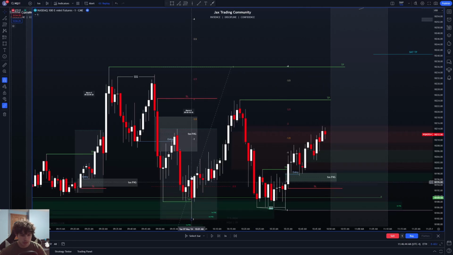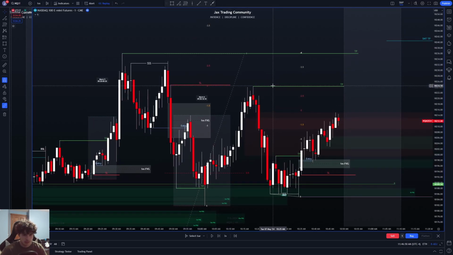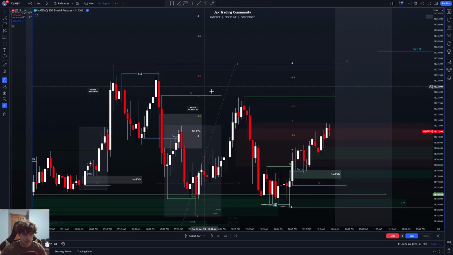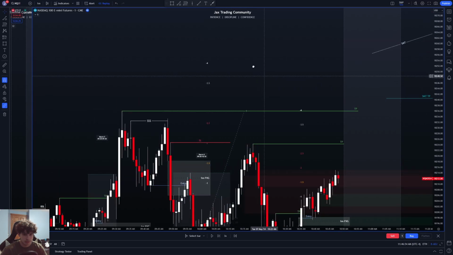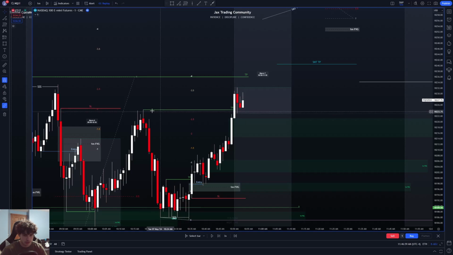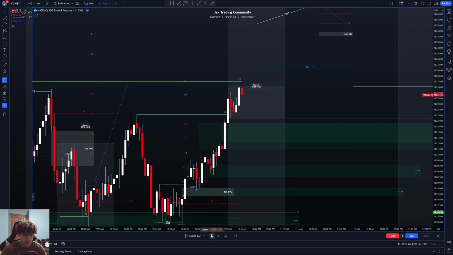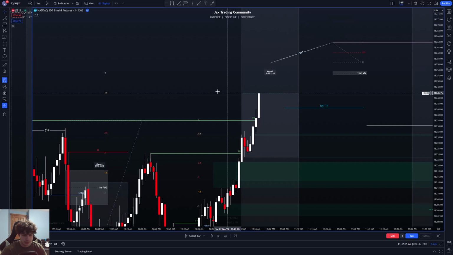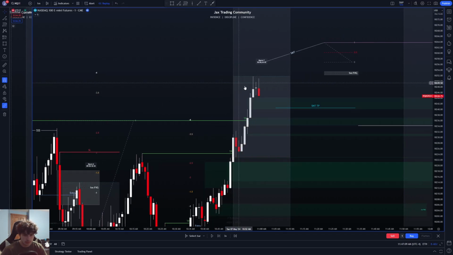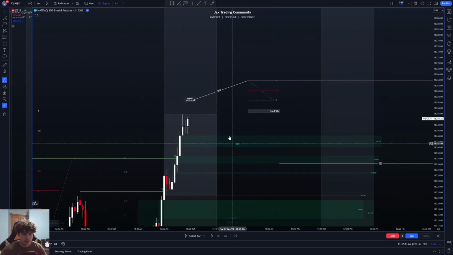I also marked manipulation right here. So this sort of adds confluence to this. We could possibly go up to here too. So right here we take out this high, and I also expect this high to get taken as well. So there we go. And then possibly to this 3.5 to 4. There we go. So now that's the end of this model right here.